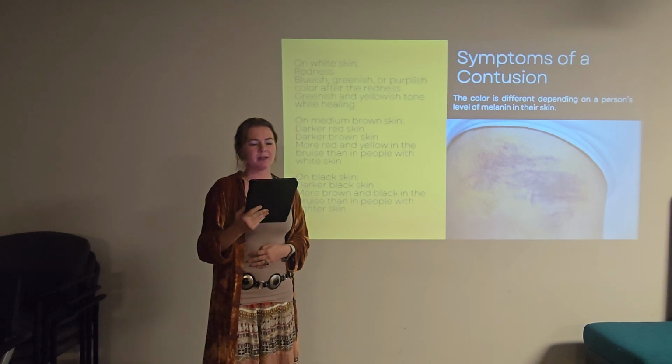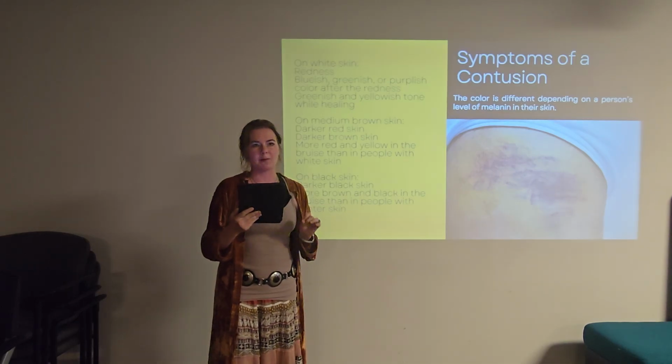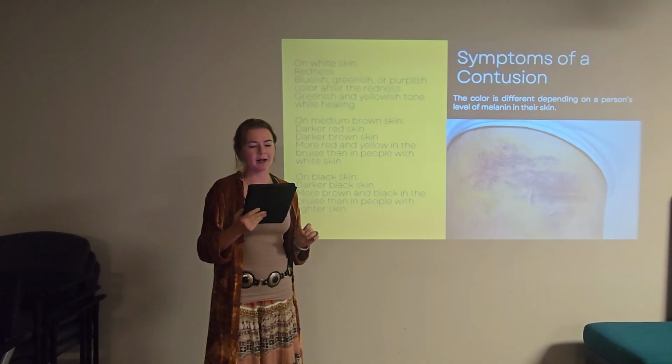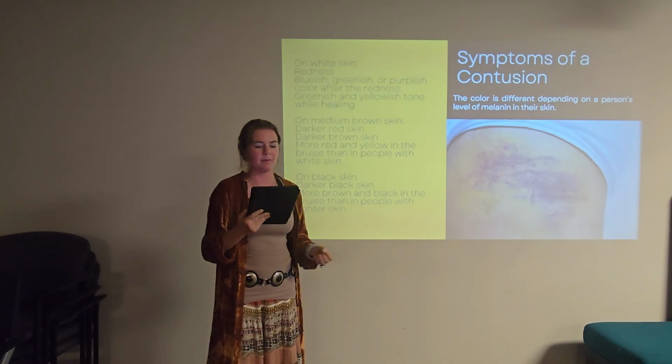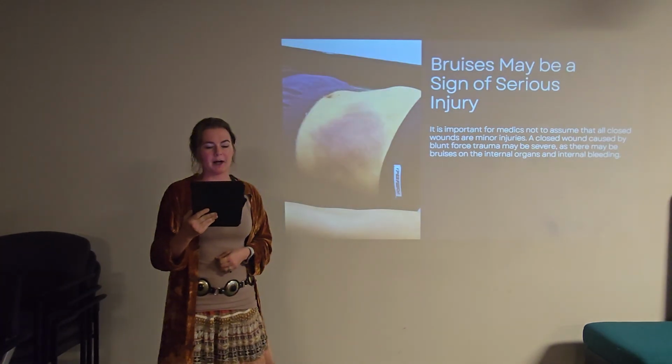On medium brown skin, this can look like darker red or darker brown skin and tends to have more red and yellow in the bruise than on people with whiter skin. On black skin, it can look like darker black skin or more brown and black in the bruise than on people with lighter skin. It is important for medics not to assume that all closed wounds are minor injuries.